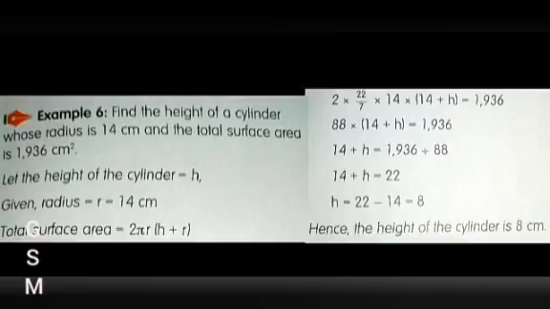Dividing both sides by 88, we get 14 plus h equals 1936 divided by 88, which implies 14 plus h equals 22. Transposing 14 to the right hand side, we get h equals 22 minus 14 equals 8. Hence, the height of the cylinder is 8 cm.